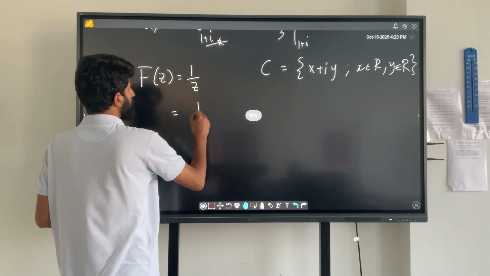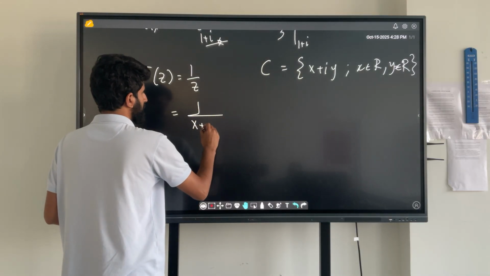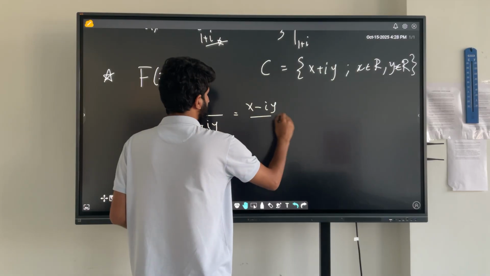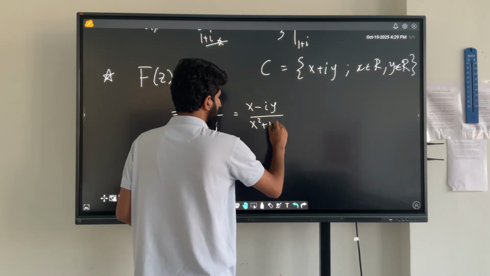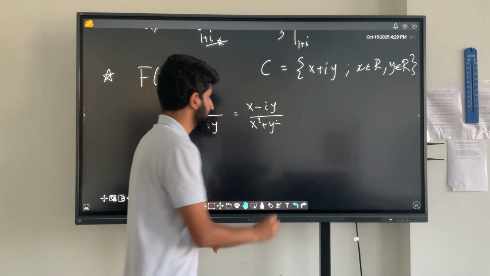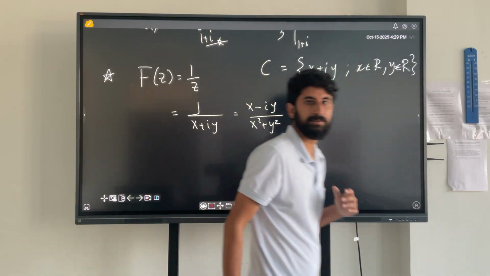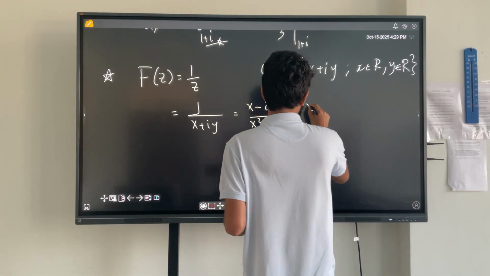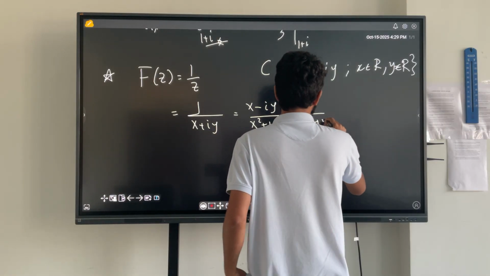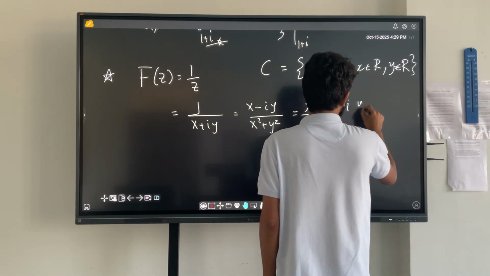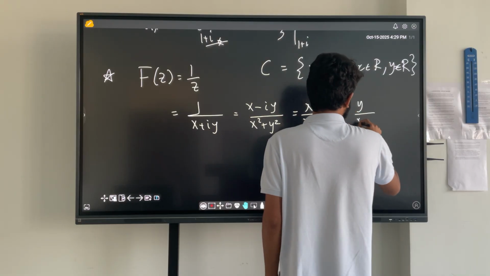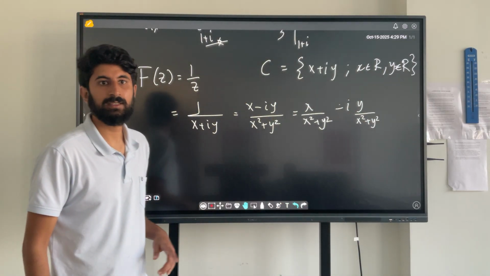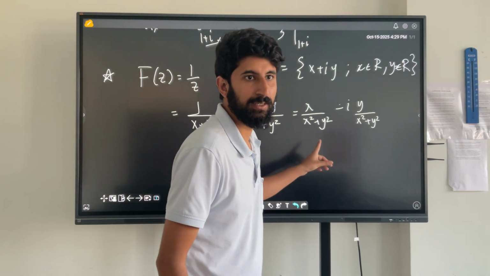So this is just 1 divided by x plus iota y, which is just what? x minus iota y divided by what? x squared plus y squared. I just rationalize. Is this fine? So what is this? It is x divided by x square plus y square minus iota y divided by x square plus y square. Okay, is this fine? Yeah?